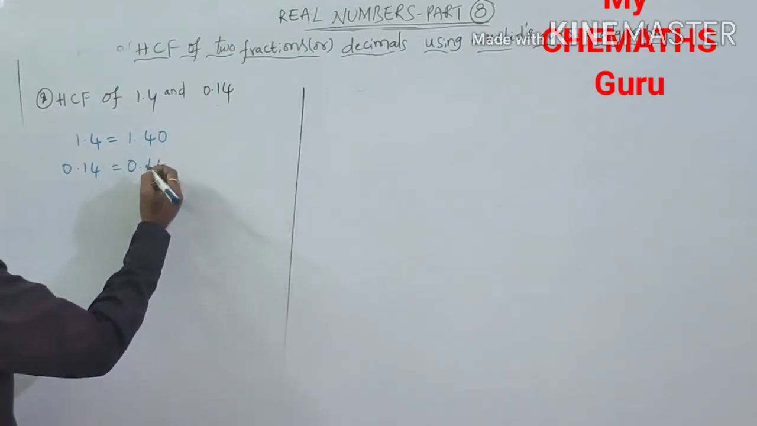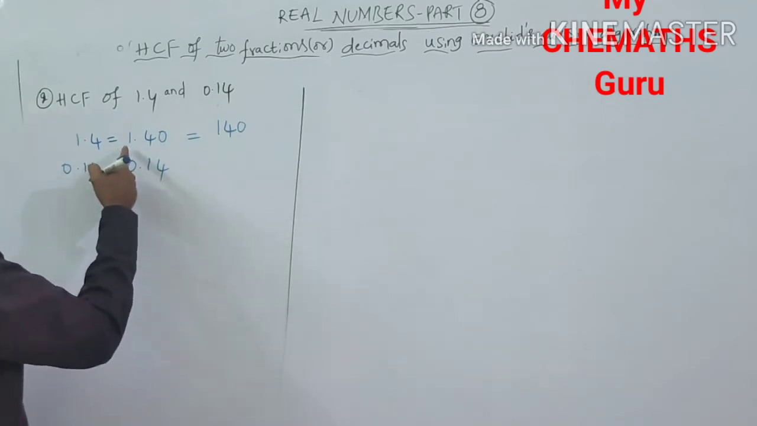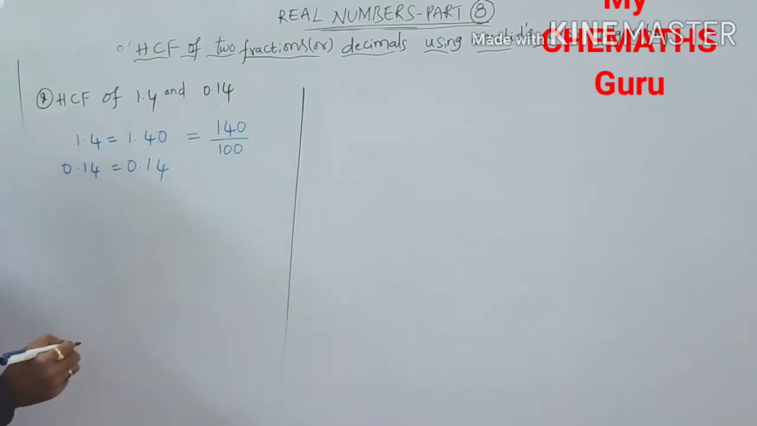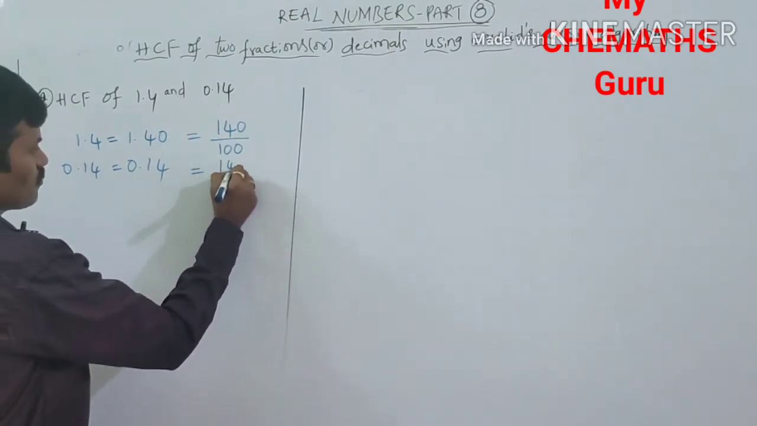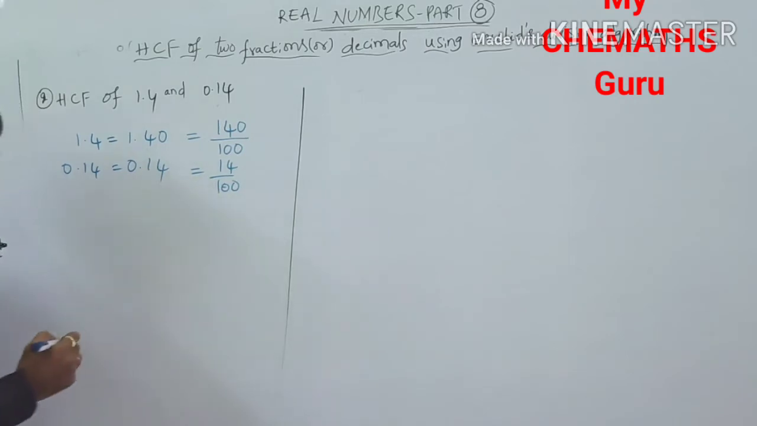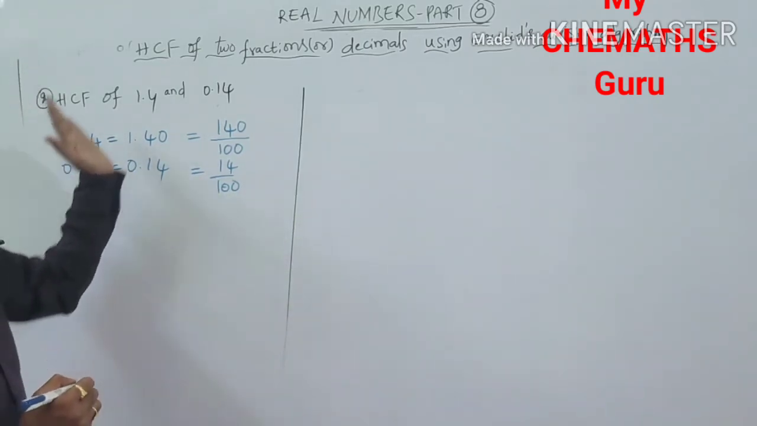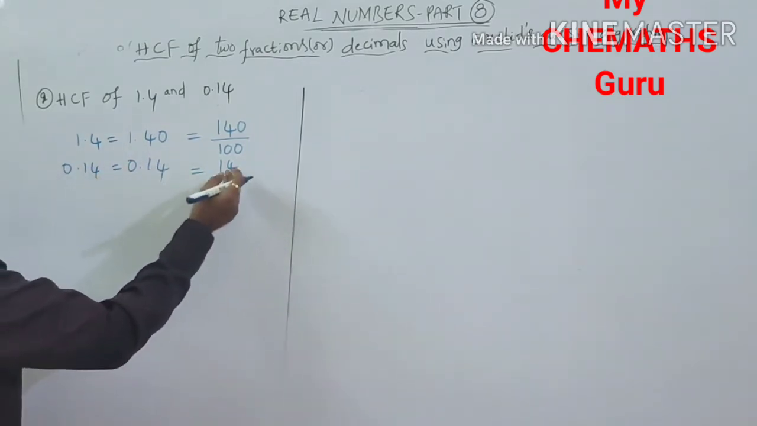Now consider this number like this. 1.40 can be written as 140 by 100 as a fraction. Similarly, 0.14 can be written as 14 by 100. Like this, you have to convert the given decimals into fractions, and fractions into decimals.